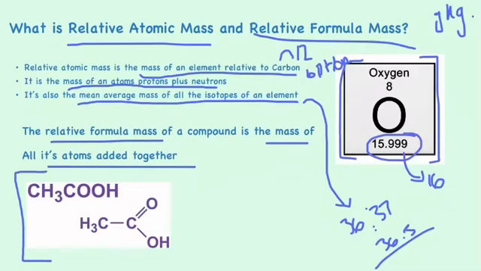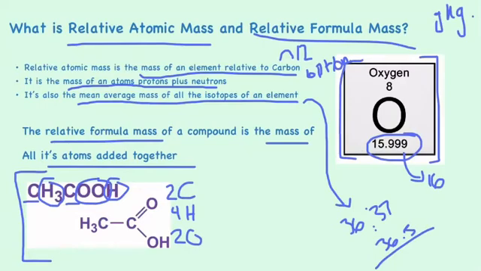So what we need to do is we need to split this into its individual atoms. So we'll start with carbon. We see that it has 2 carbons, so we'll put 2 carbon. And now we'll go on to hydrogen. It's got 4 hydrogen, so we'll put 4 hydrogen. And we've got 2 oxygen here as well, so 2 oxygen.